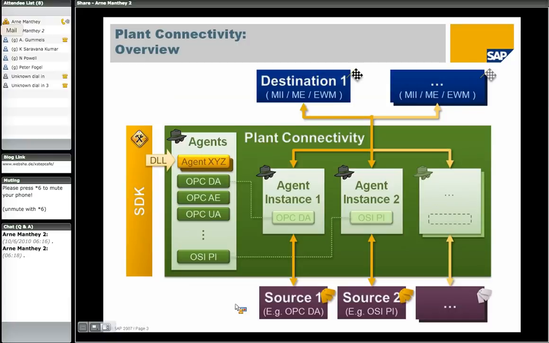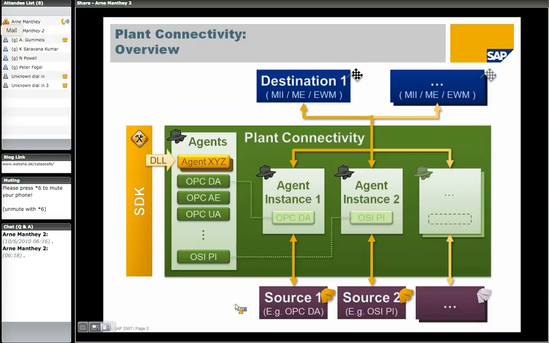This is Plant Connectivity in a little bit more detail. It consists of so-called agents, and each agent is a dynamic link library which is relevant for the appropriate source system. For example, we have agents for OPC DA, alarms and events, unified architecture, but also agents like OCPI, which is a semi-standard, I would say. So it's proprietary, but many customers use it. And we also offer an SDK, which allows partners, especially, to create their own agent for a specific data source, which we do not offer or intend to create.